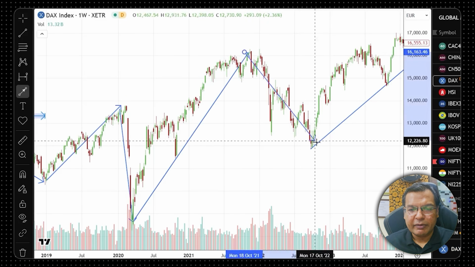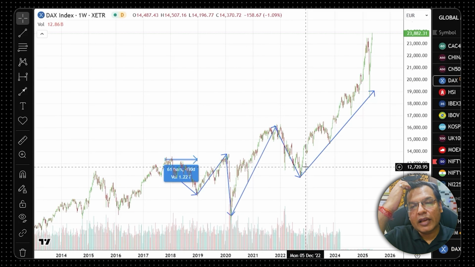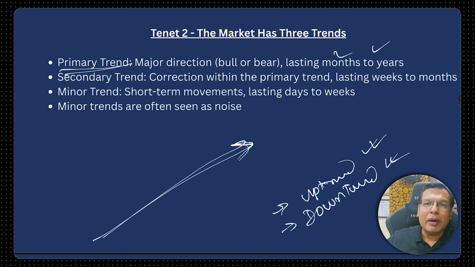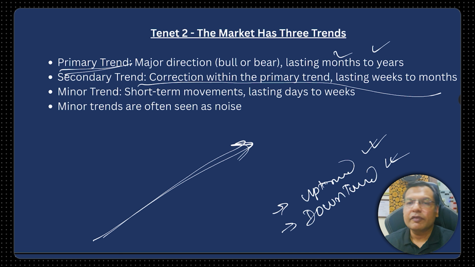Primary up, primary down. So, when you are looking at a bigger picture, when you are willing to invest, when you are willing to buy and hold, then our main goal is the primary trend. Okay, we shouldn't be focused on the secondary trend or the minor trend. Secondary trends are the corrections within the primary trends, which may last for certain weeks to months.